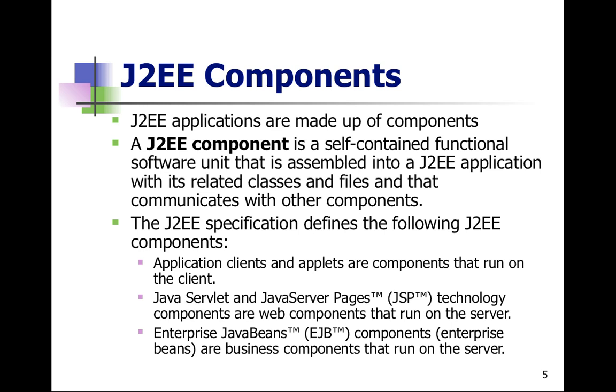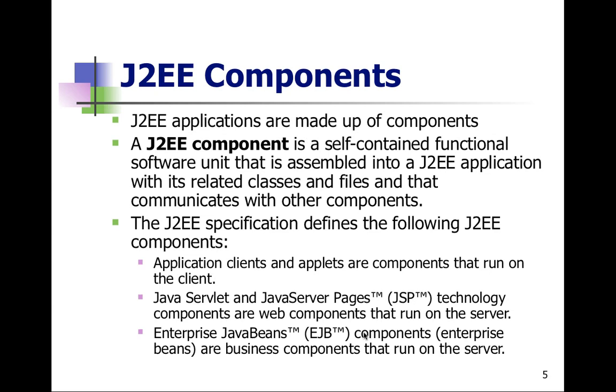And components are used a lot with beans because we have containers that we stick the beans in, and the beans become the component, and the container really becomes the component. We add the container to the server, and voila, we have the connectivity. So the specification defines the following components. Application client applets are components that run on the client machine. Java servlets and JavaServer Pages, JSP, as we saw a couple weeks ago, are web components that run on the server. The Enterprise JavaBeans, the EJBs, are components that run on the server as well.